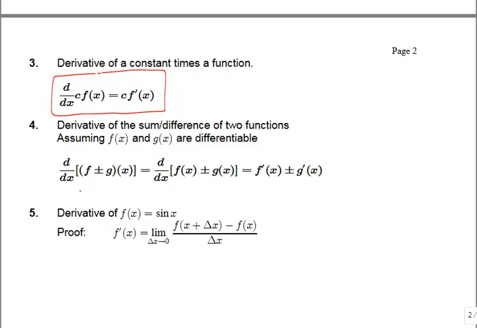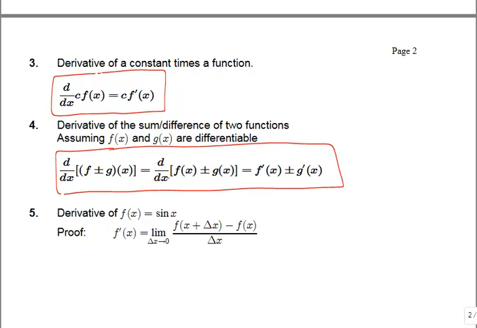We also had a limit property that said the limit of a sum or difference is the sum or difference of the limits. Same idea for derivatives. The derivative of a sum or difference is the sum or difference of the derivatives. You just take the derivative of each piece and then add or subtract the results.